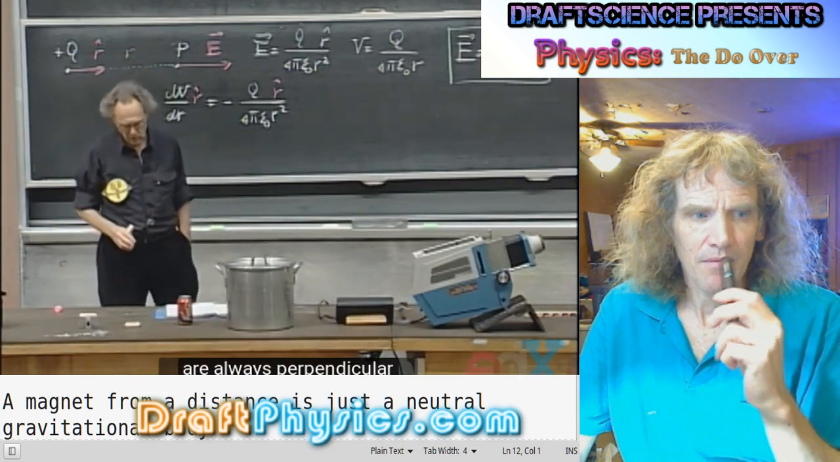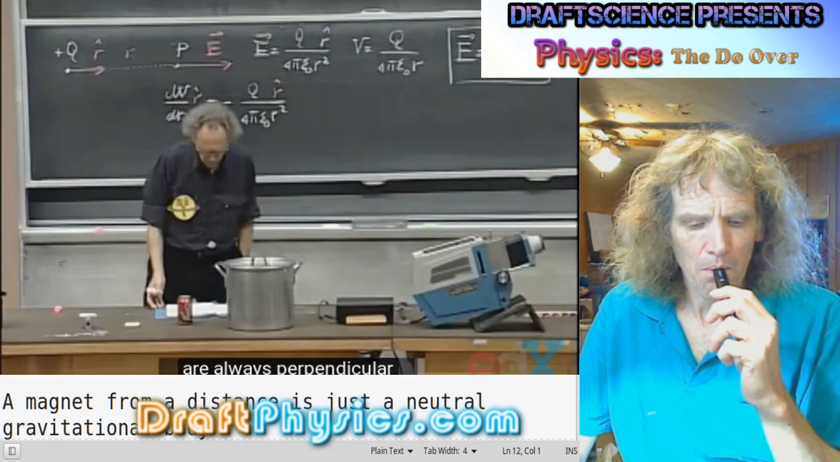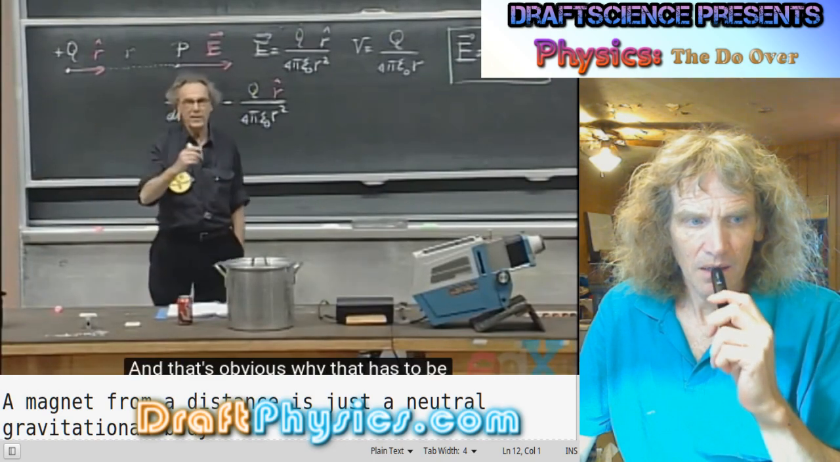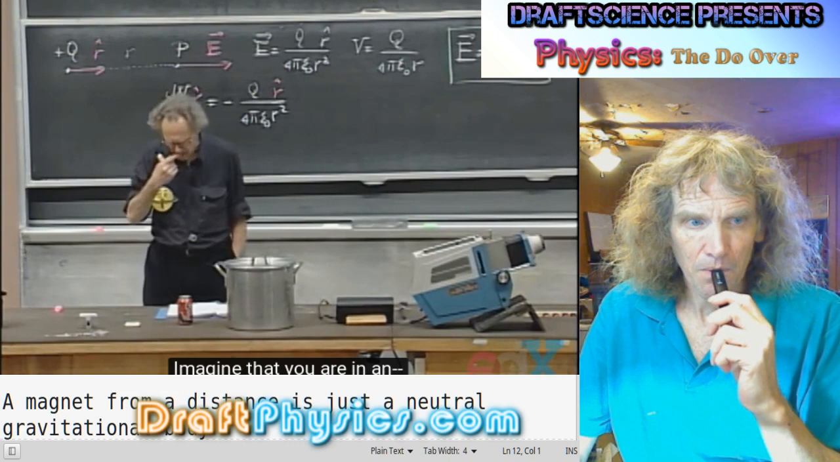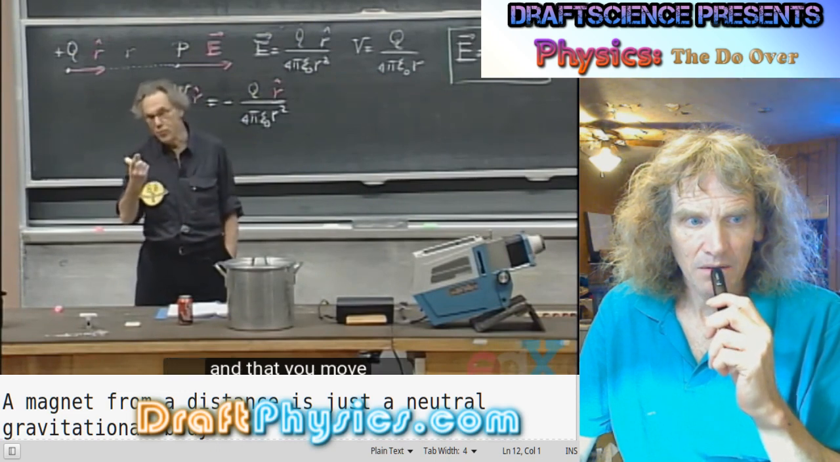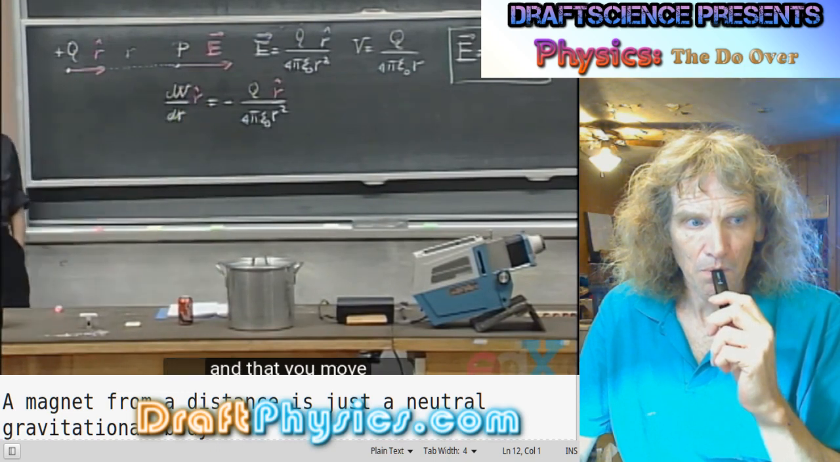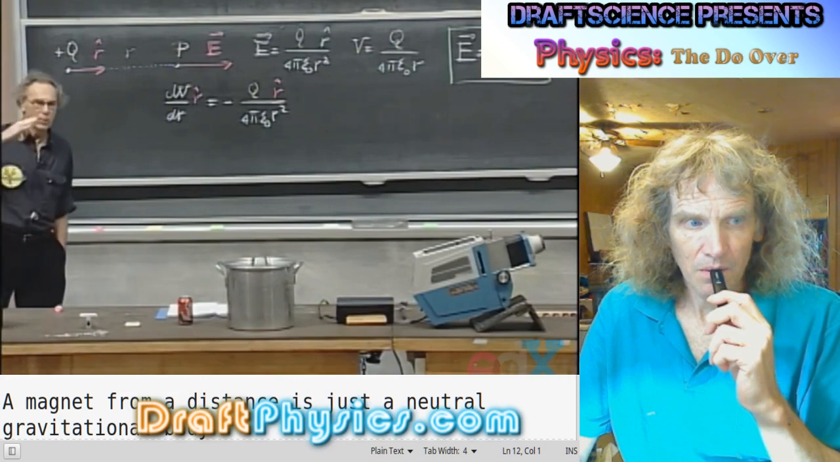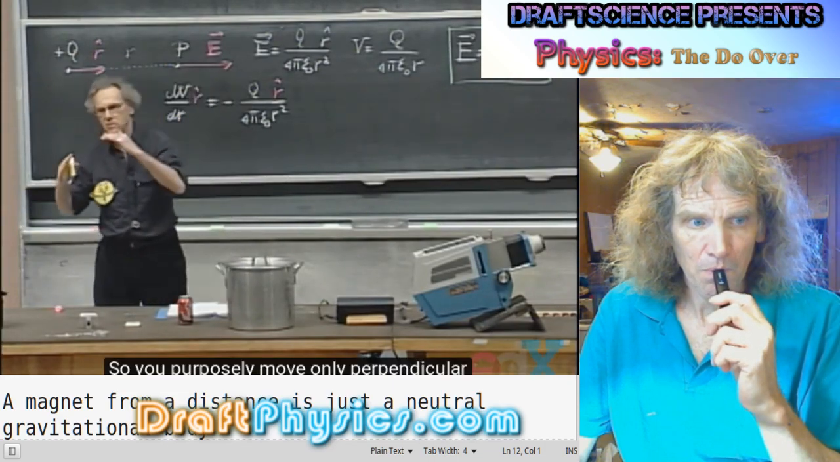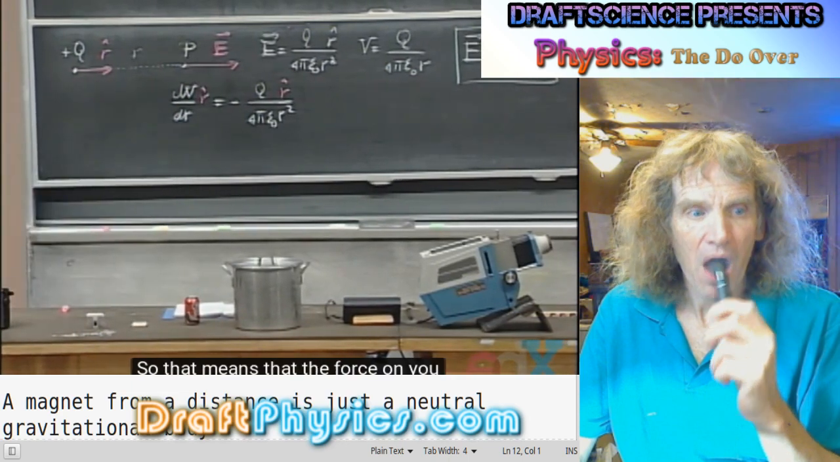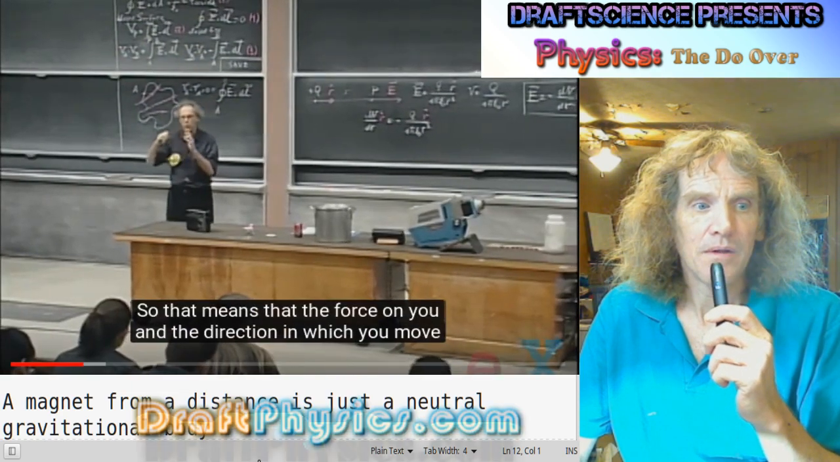Perpendicular to the equipotential surfaces. And that's obvious why that has to be the case. Imagine that you are in space and that you move with a charge in your pocket perpendicular to electric field lines. So you purposely move only perpendicular to electric field lines. So that means that the force on you and the direction in which you move.